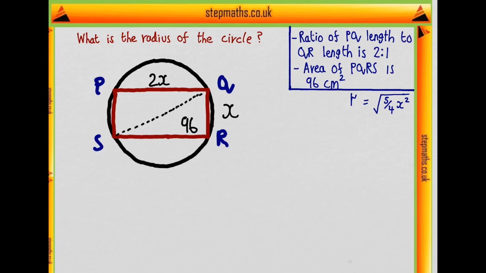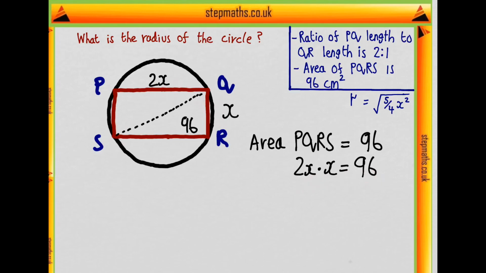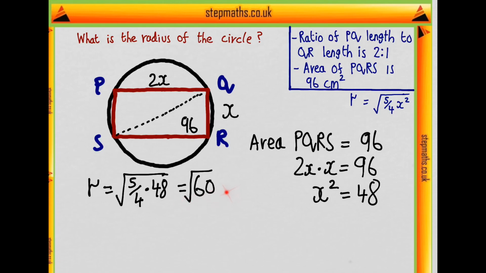So let's find x squared, so we can sub it into here. We know the area of PQRS is 96, and for the area of a rectangle, length times width, so 2x times x gives 96. So from this, 2x squared is 96, so x squared is 48. Great. So now we can put this information into here. So we get r is the square root of 5/4 times 48. Now 48/4 is 12, times 5 is 60, so this is just the square root of 60.